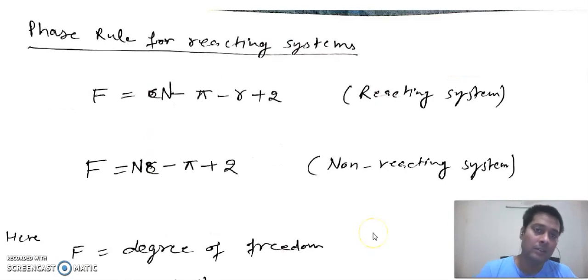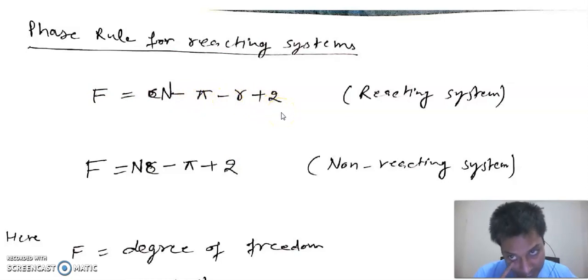Now another very important topic is the phase rule for any reacting or non-reacting system. The degree of freedom F is equal to n minus pi minus r plus 2. This is for a reacting system. Similarly, for a non-reacting system, F is equal to n minus pi plus 2.